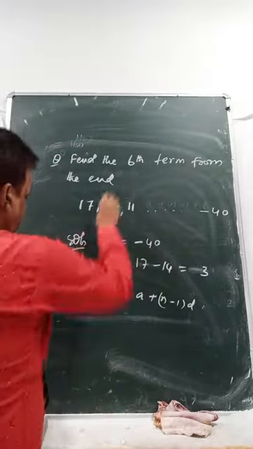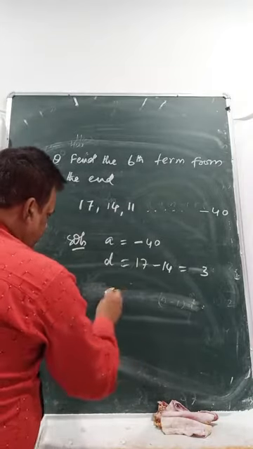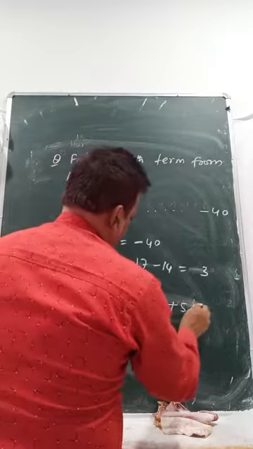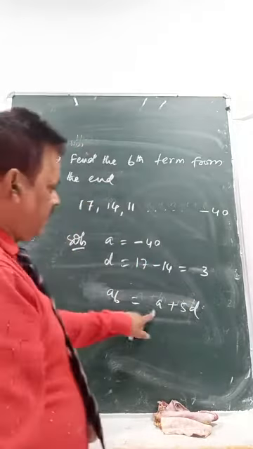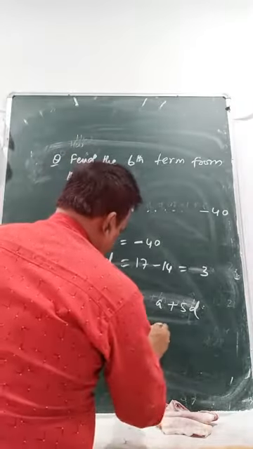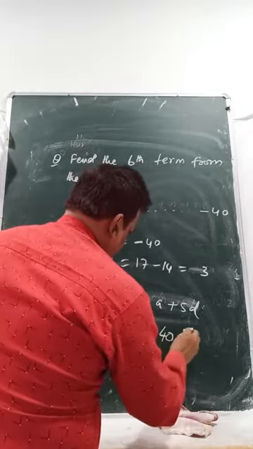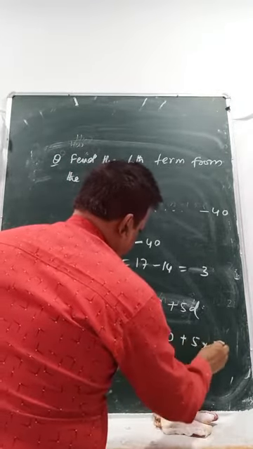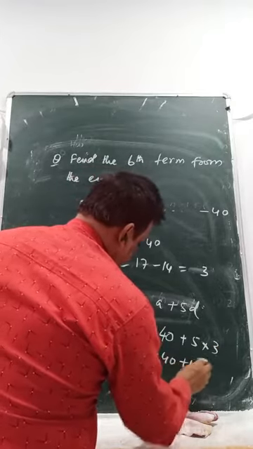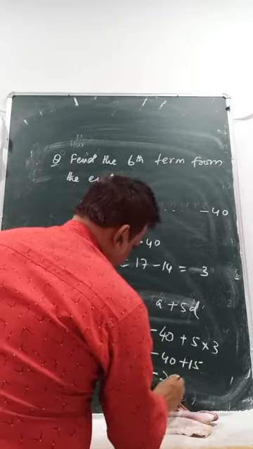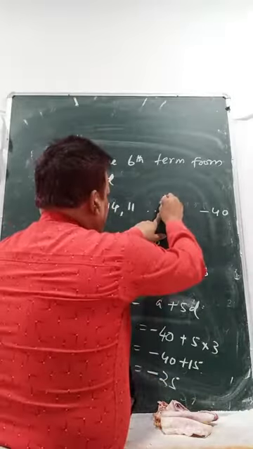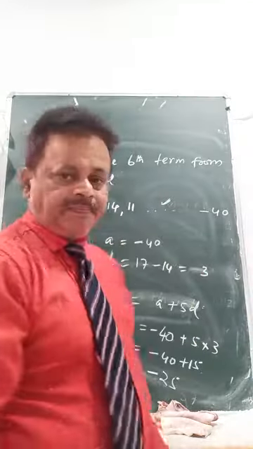So the sixth term, a6, means a plus 5d. So what is a? Minus 40. 5 into 3, so minus 40 plus 15, minus 25. That means if you come this way, the sixth term here will be minus 25.